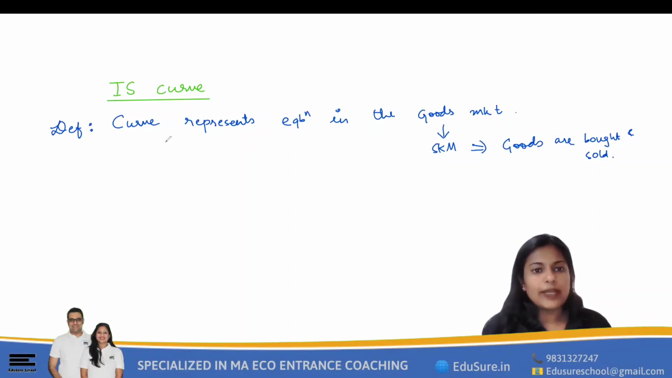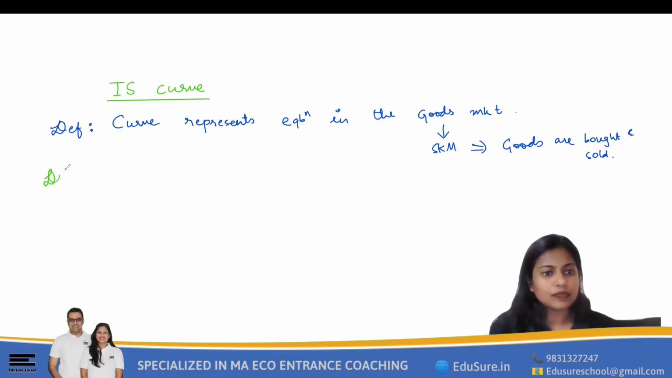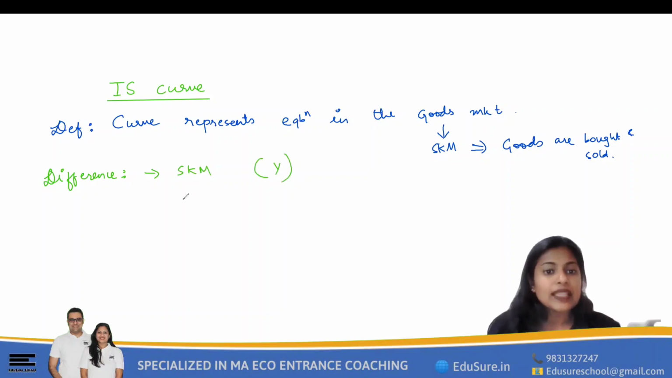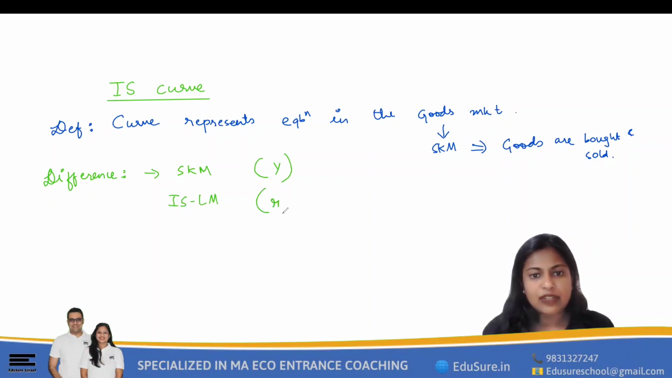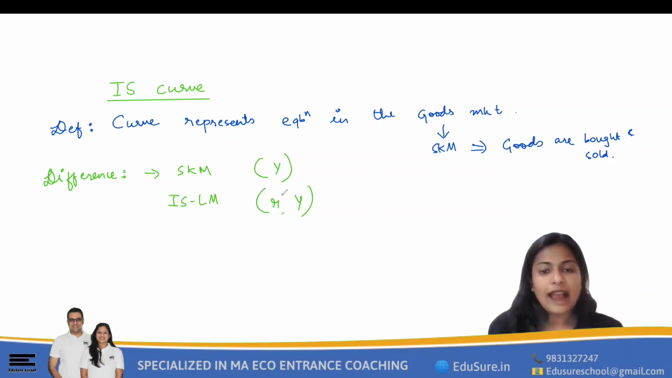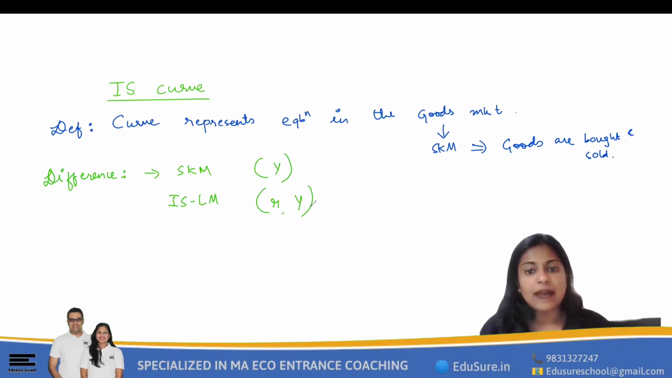So what is the difference between SKM and ISLM then? They both represent equilibrium in the goods market. The difference between the two is that the SKM is a single variable model, with the variable being only output. The ISLM is a two variable model, with the variables being rate of interest and output. So in the ISLM, we have removed rate of interest as a constant term. Rate of interest has come in as a variable.